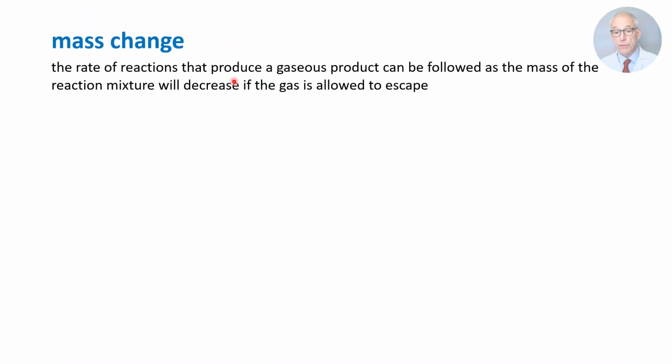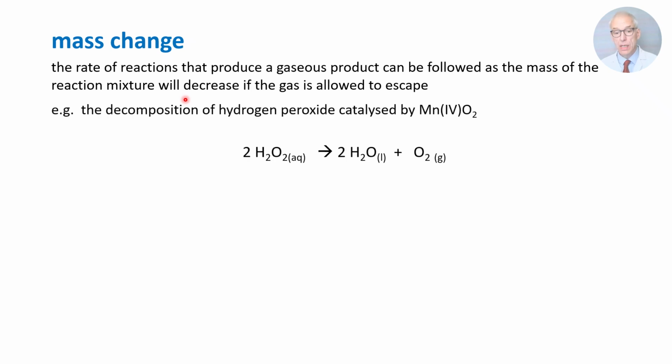The rate of reactions that produce a gas can be followed as the mass of the reaction mixture will decrease if the gas is allowed to escape. An example from the syllabus is the decomposition of hydrogen peroxide catalyzed by manganese(IV) oxide: 2H2O2 to 2H2O and O2.